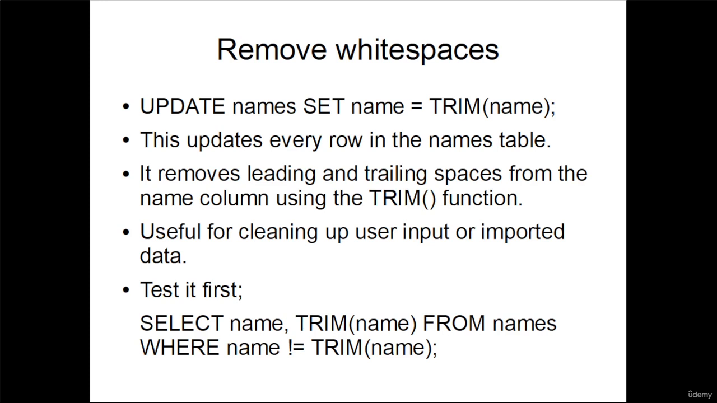Update name set name equals trim, name. This command updates every row in the names table. It applies the trim function to the name column, removing leading and trailing spaces from each value. For example, a value like space John space becomes John without spaces around it.